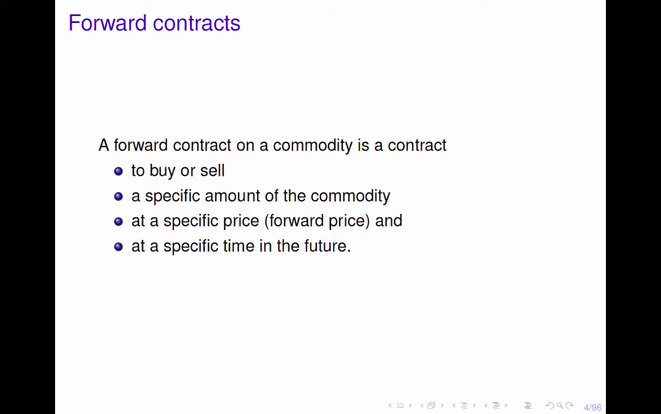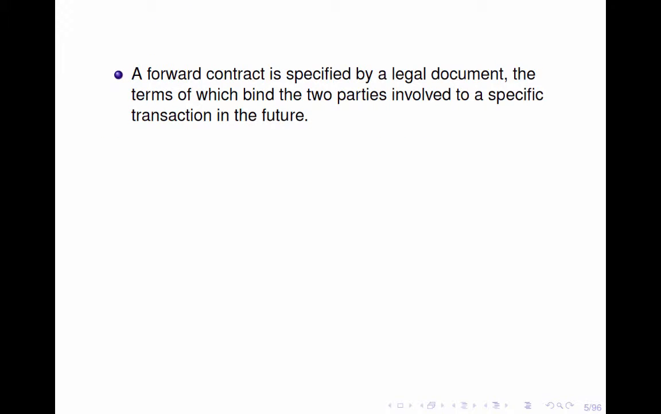A forward contract is a customized contract between two parties to buy or sell a specified amount of an asset at a specified price on a specified future date. It is a legal document that binds both the buyer and the seller of the asset to a specified future transaction.